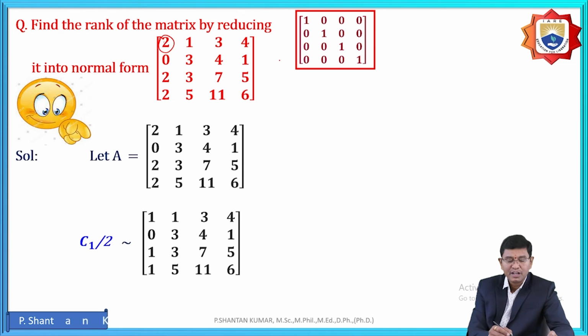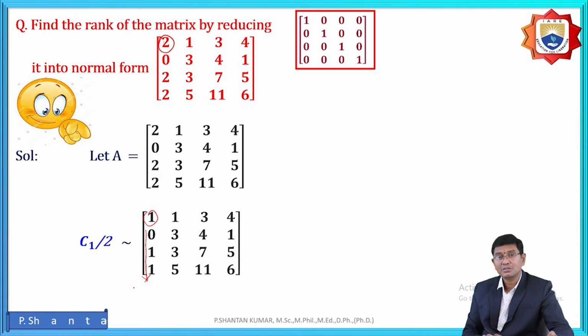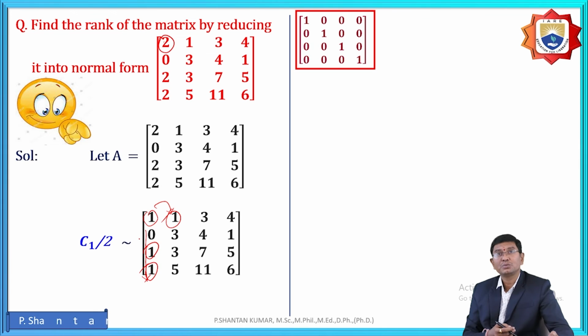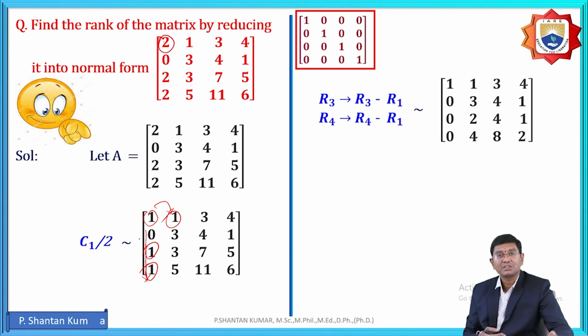Now further, with the help of this one we need to reduce the entries below it to 0. Here also two options are there: R3 minus R1 and R4 minus R1 give the 0, and the other option on this side is C2 minus C1, which also gives 0. That depends upon our choice. Here I choose R3 minus R1 and R4 minus R1. Therefore the first and second rows have no changes, the third and fourth rows change, and based upon this we obtain the matrix.